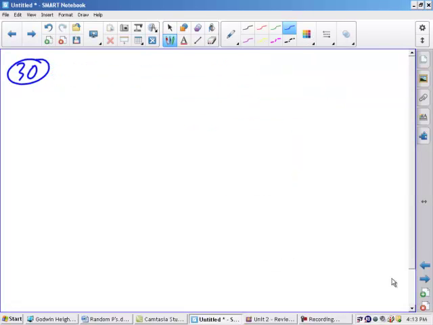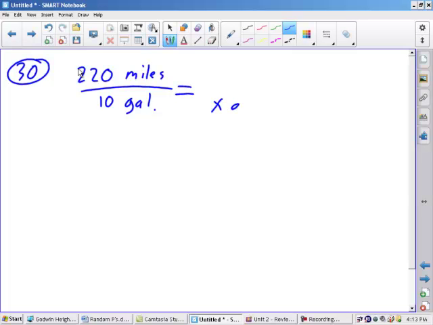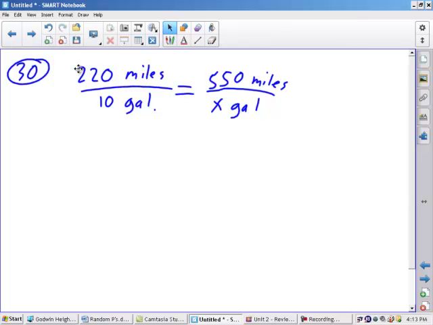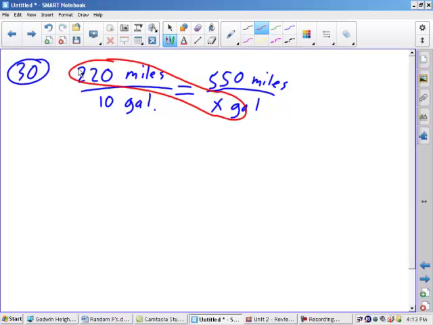Okay, number 30, it says a van travels 220 miles on 10 gallons of gas. And then find how many gallons, so I don't know how many gallons, the van needs to travel 550 miles. So I'm setting up a proportion to kind of compare them. So what I need to then do is solve this by cross multiplying.